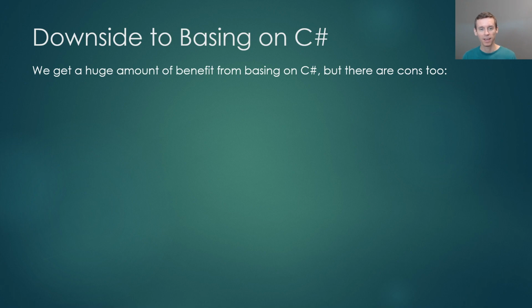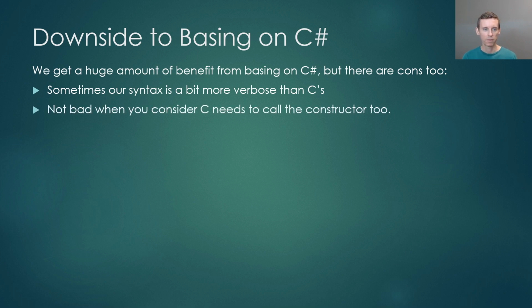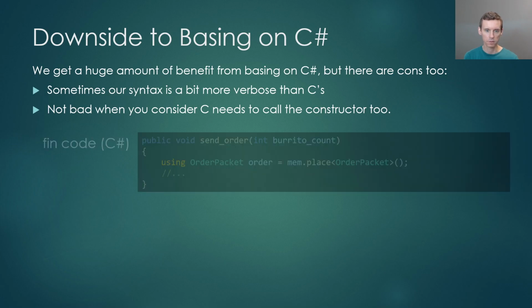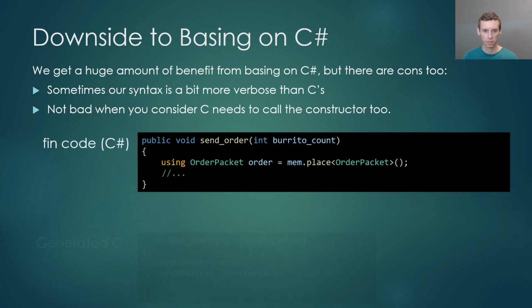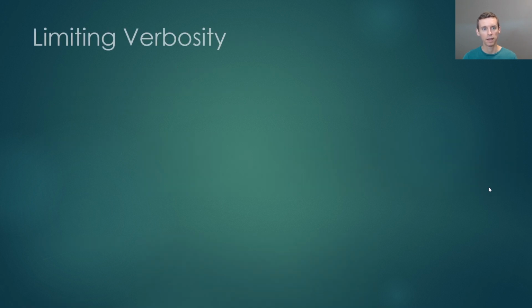Let's be nice. We get a huge amount of benefit from basing Fin on C#, but there are some cons. And that basically comes out as that sometimes our syntax is more verbose than C's. However, it's not that bad when you consider what Fin is actually doing for us. So here's the Fin code, just a snippet, and here's the generated C code. If you just compare character versus character, these are pretty close. But we can actually even reduce that verbosity.